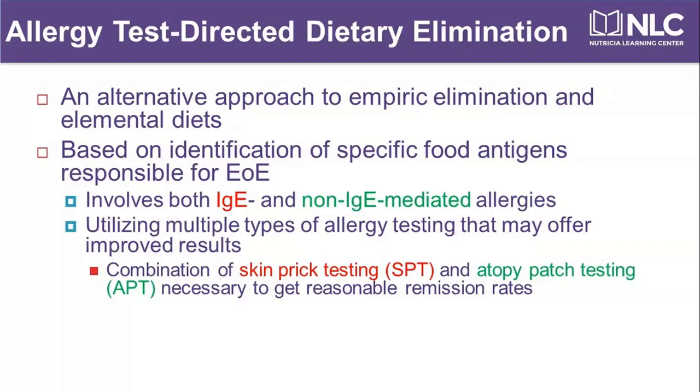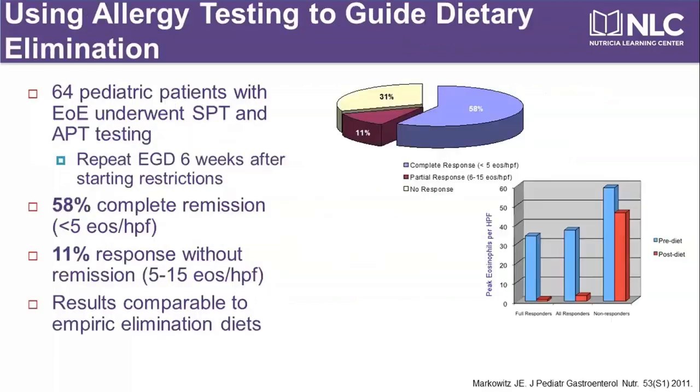And there's also some subjectivity to interpreting the results. So if you have somebody who's not as used to reading those tests, you may not get as accurate a result. But when you have an allergist who does that type of testing and you use the combination of the prick testing and the patch testing, you can get results that are every bit as good as the empiric dietary elimination.